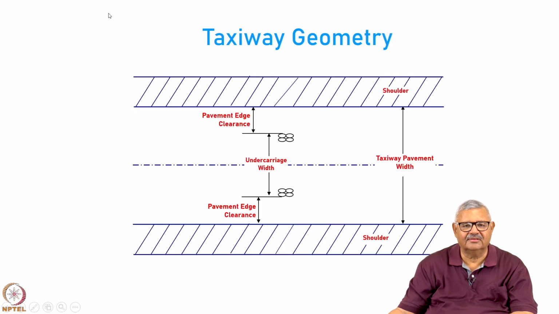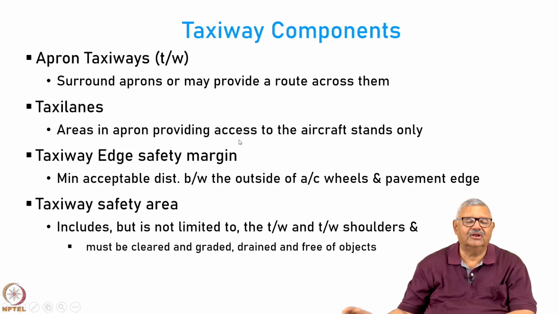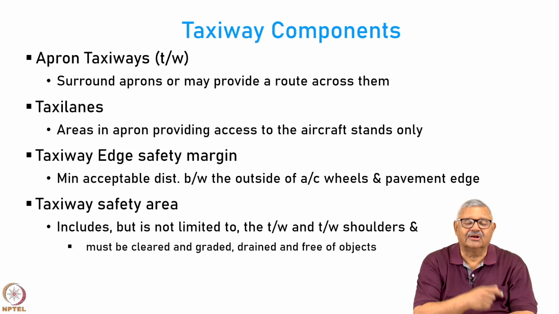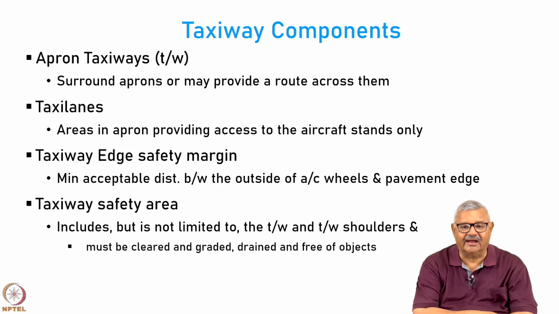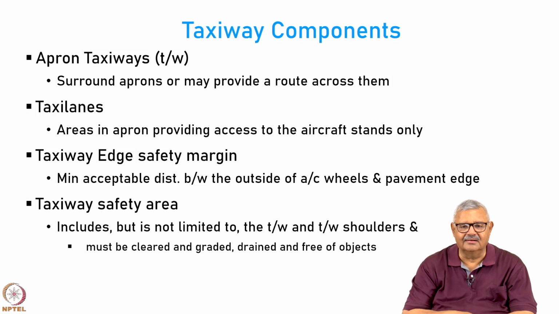This particular thing, the pavement edge clearance, is actually the taxiway edge margin. And then you have the taxiway safety area, just like you have the runway safety area. It includes but is not limited to the taxiway shoulders, and this must be cleared, graded, and drained, and it should also be free of objects, just like in the case of the runway.